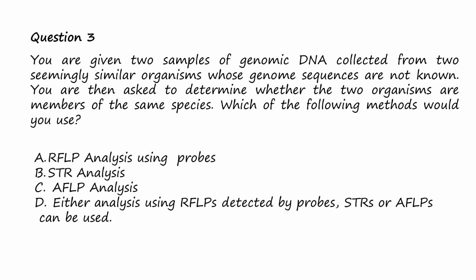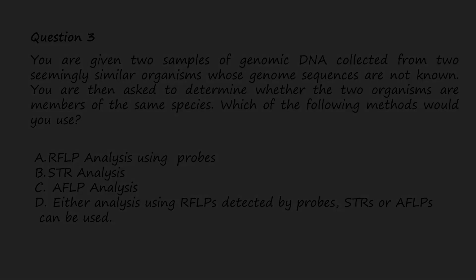Question 3. You are given 2 samples of genomic DNA collected from 2 seemingly similar organisms whose genome sequences are not known. You are then asked to determine whether the 2 organisms are members of the same species. Which of the following methods would you use? A. RFLP analysis using probes. B. STR analysis. C. AFLP analysis. D. Any of the 3 methods could be used.